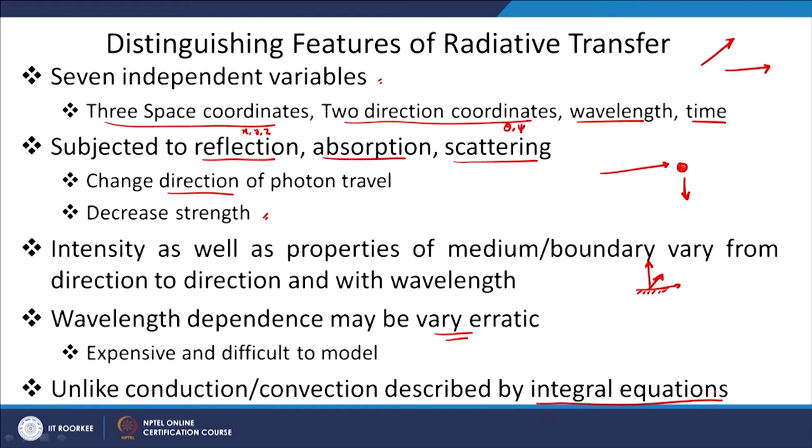Conduction and convection problems can be solved using differential equations, partial differential equations. On the other hand, the radiation problem is not represented by a normal differential equation, ordinary or partial; it is represented by an integral equation. The boundary conditions as well as the equation of transfer are represented by an integral equation. We will derive this equation in this course and we will learn how difficult it is to solve this integral equation. All these factors make the radiation problem very difficult.